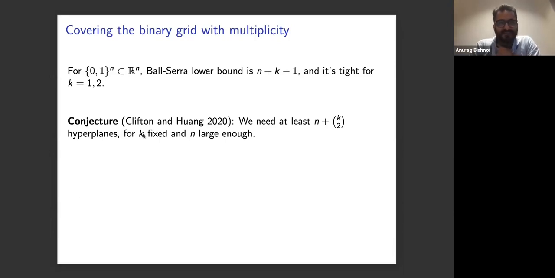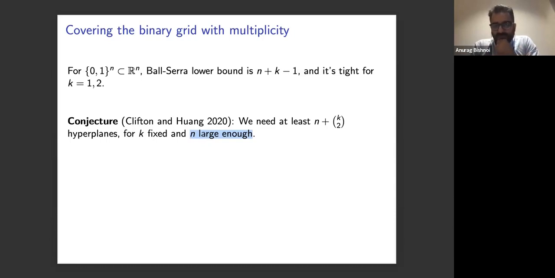Yeah. Okay, so there's a conjecture of Clifton and Huang from 2020, which says that we need at least n plus k choose 2 hyperplanes. So not n plus k, but something quadratic in k. And this is for k fixed and n large enough. In the other regime, when say n is fixed and k is large enough, it's a completely different problem. And it is kind of solved asymptotically.